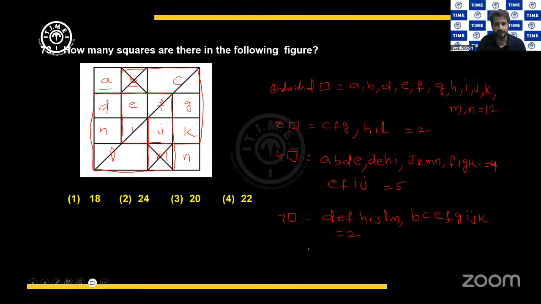Now finally, the big square, a combination of all the elements. This is also a square. So totally how many are there? 12 plus 2, 14. 14 plus 5, 19. 19 plus 2, 21, plus 2, 23. No, so we are missing one more. Which one?